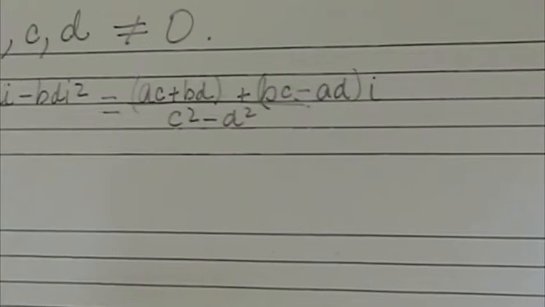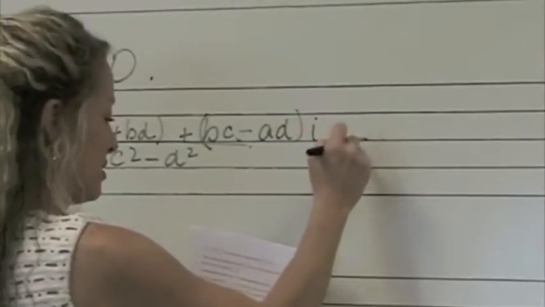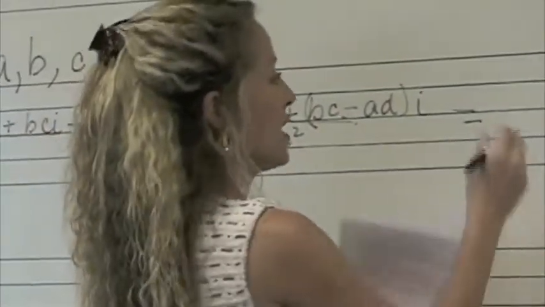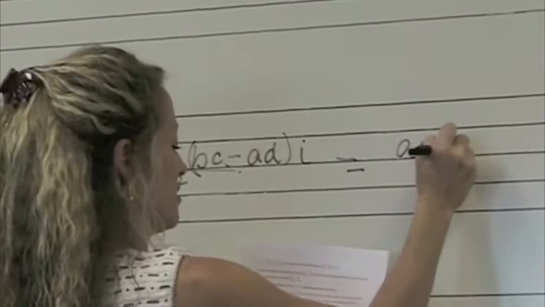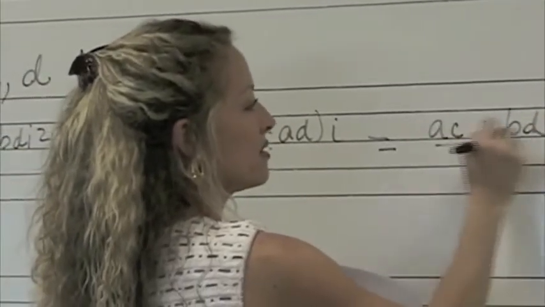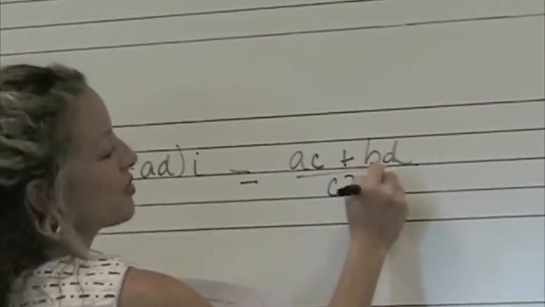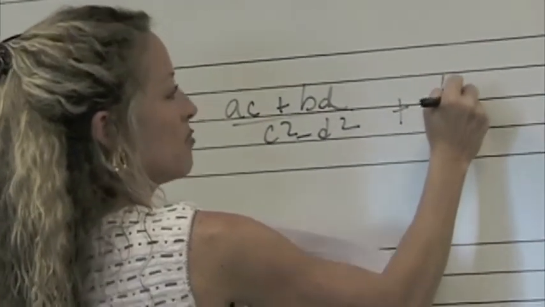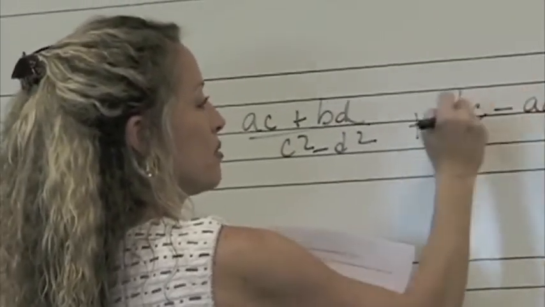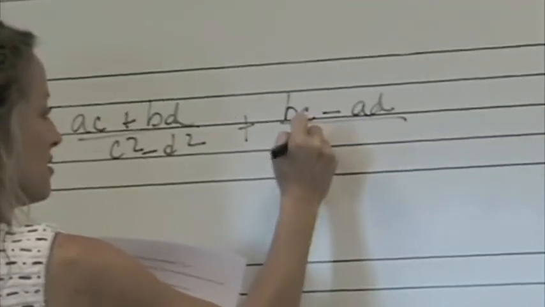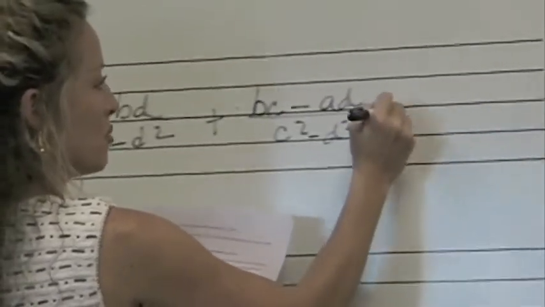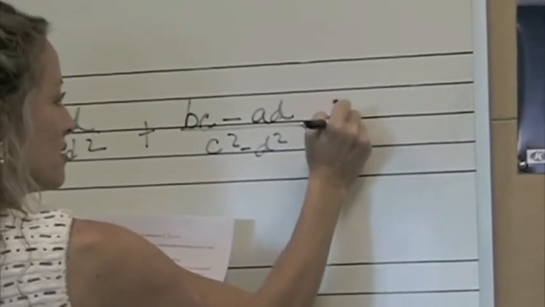That's correct. Now, let's simplify even further and break these down into two separate fractions. AC plus BD over our difference of squares, plus BC minus AD over our difference of squares, with the factored out i.